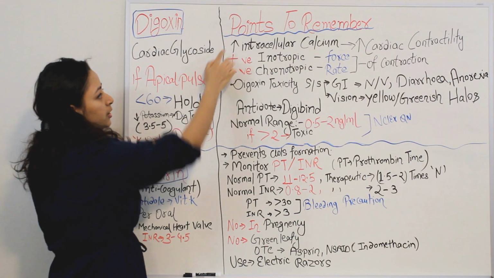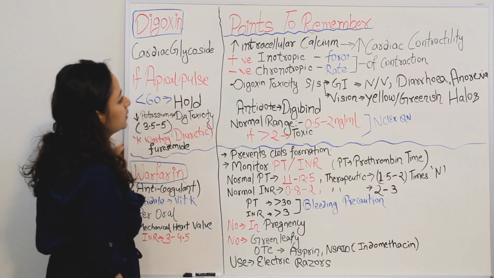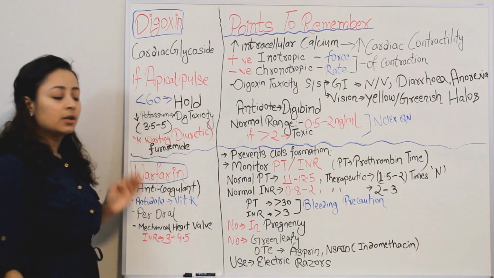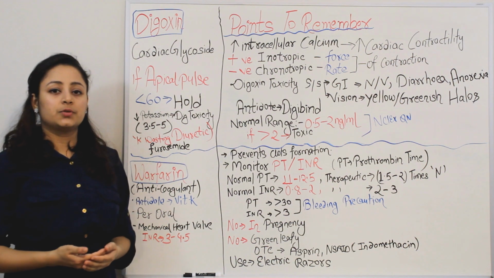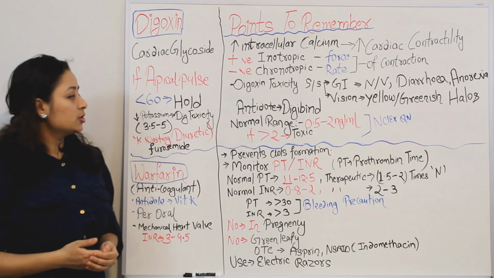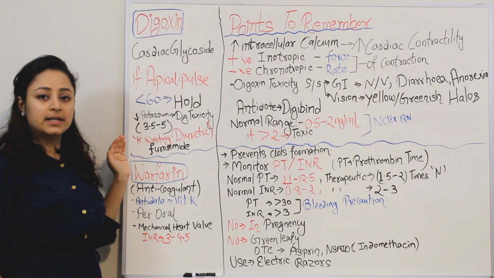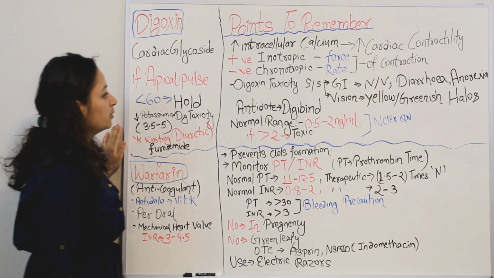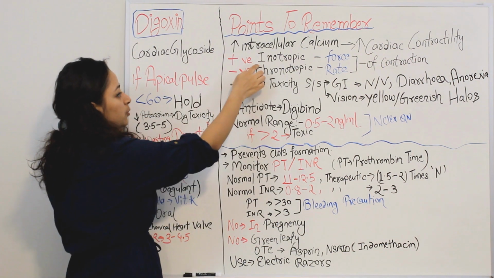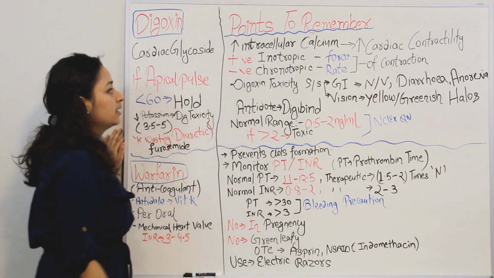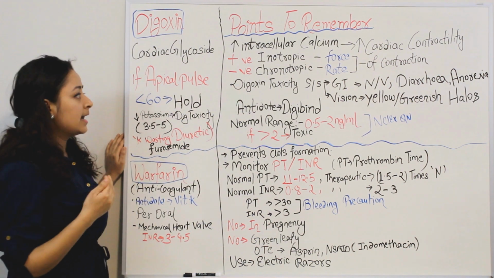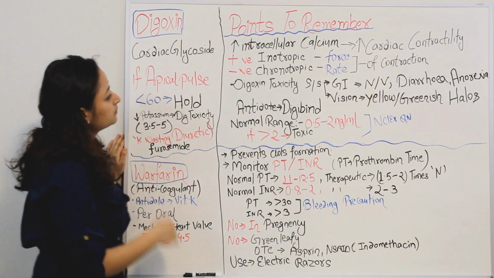Here I have included the points to remember. It increases the intracellular calcium. We know that calcium helps to increase muscle contractility. So digoxin helps to increase the cardiac contractility. And also remember that it is positive inotropic and negative chronotropic. So positive means increase and negative means decrease.